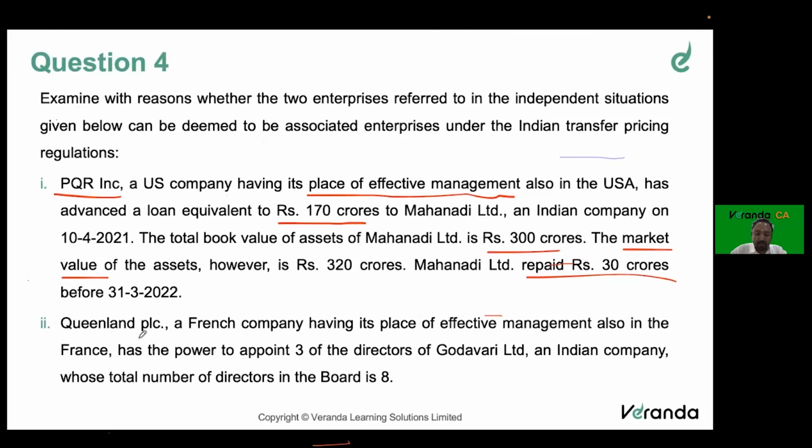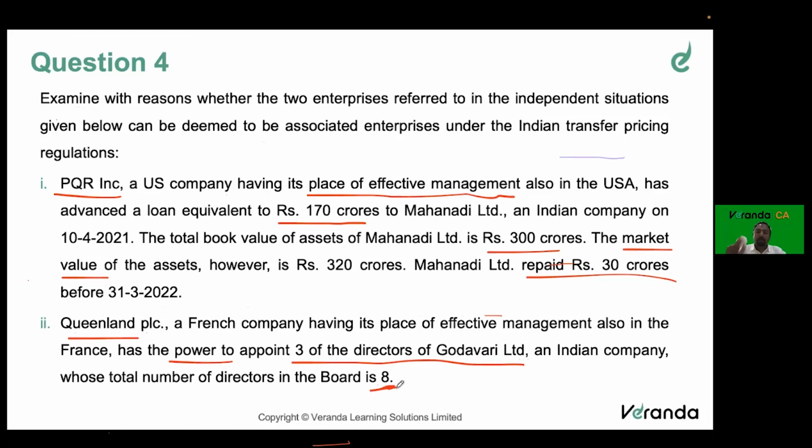Again, it's Queensland. Its PoEM is also in France, which means it is a non-resident. So now this non-resident company, that is Queensland PLC, has the power to appoint 3 of the directors of Godavari Limited. So how many directors are there more? In total, there are 8 directors.